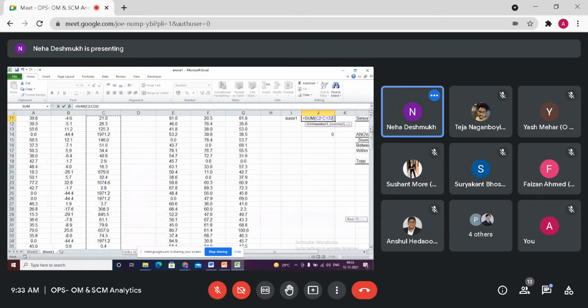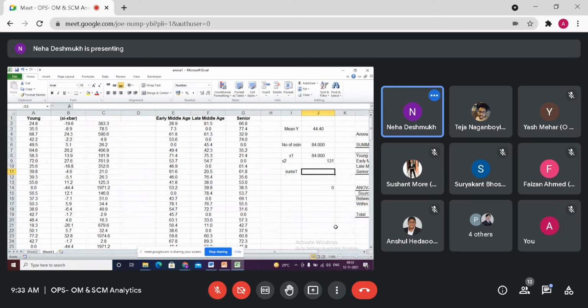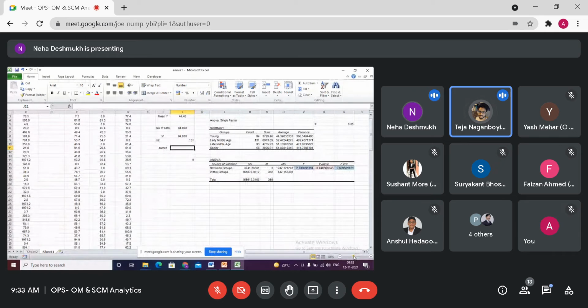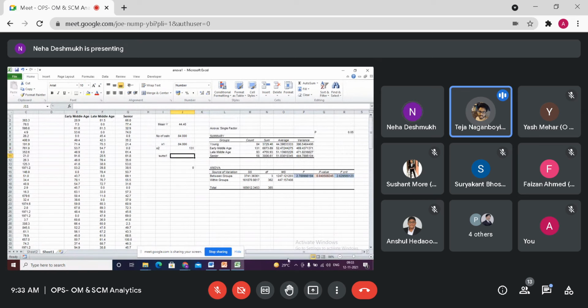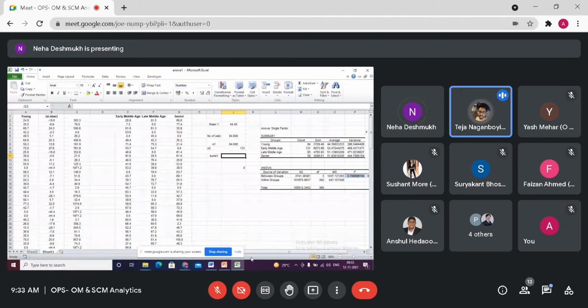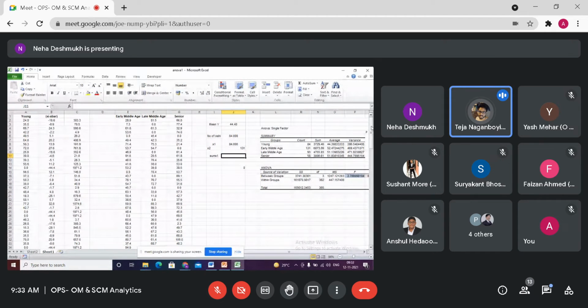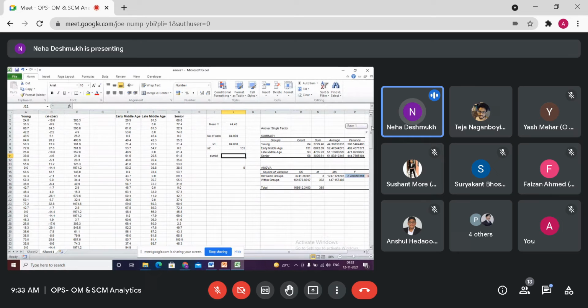Hmm, tell me what mistake happened. Ma'am, in the formula we are writing x1 into (x1 minus x bar) whole square, na, ma'am. No, it is simply (x1 minus x bar) whole square. Ma'am, you told us 84, that counting of total is the number of observations. Okay, that is n. See, here I made a mistake.